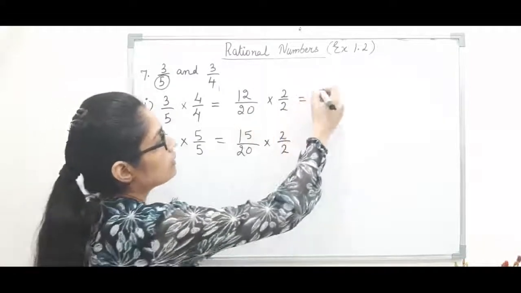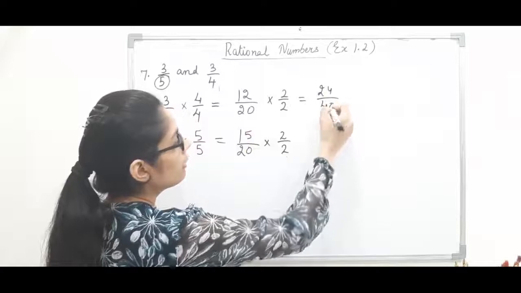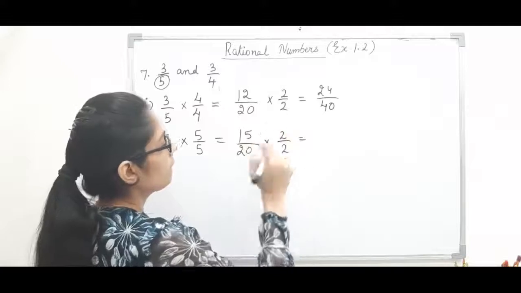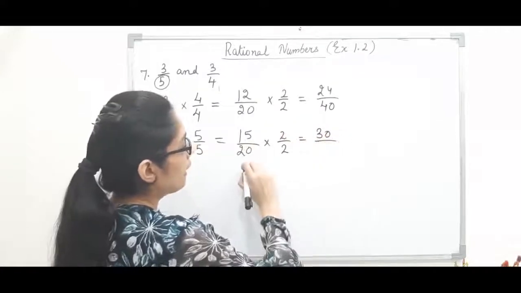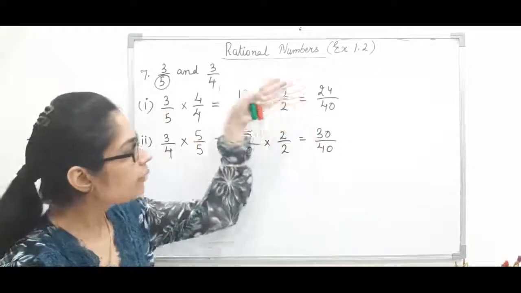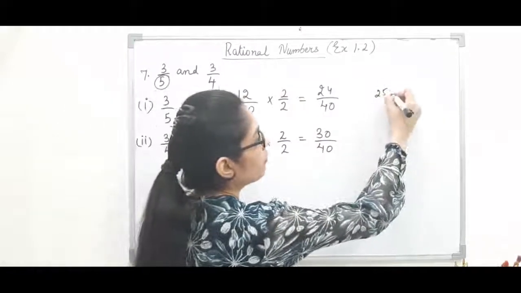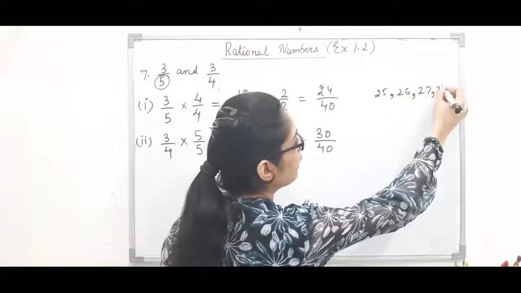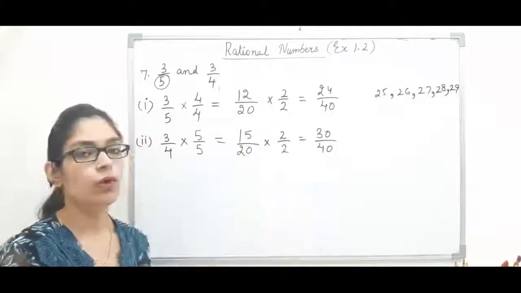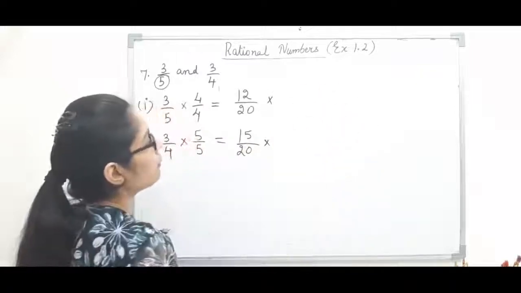2 into 12 is 24. 2 into 20 is 40. 15 into 2 is 30, and 20 into 2 is 40. Again, between 24 and 30 we have only 25, 26, 27, 28 and 29. So only 5 numbers we are able to write between these two also. So instead of multiplying with 2, let's multiply with 3.